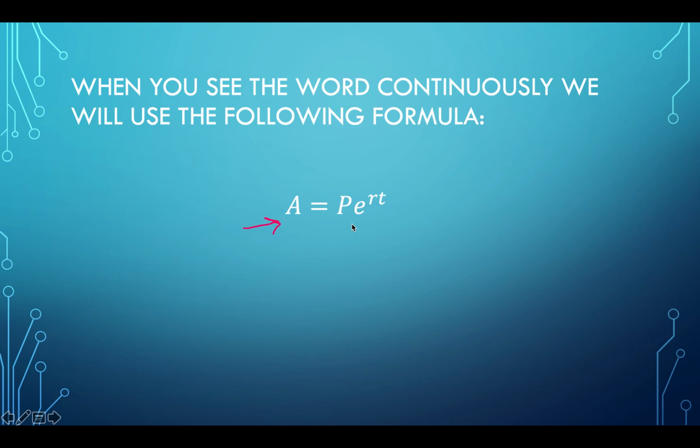So once again, A is the amount at the end. P is our principal, which is our amount initially invested. Our e is just going to be the button on our calculator. Our r is our rate as a decimal, and our t is time.